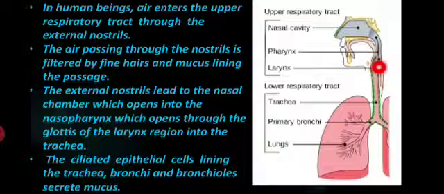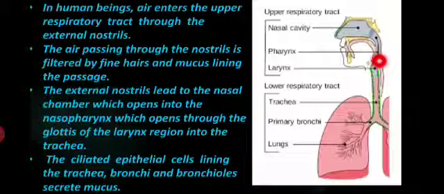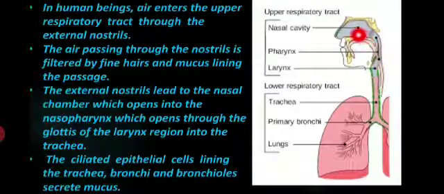The major functions of the conducting zone are to provide a route for incoming and outgoing air, to help remove pathogens from the incoming air, and to warm and humidify the incoming air. Several respiratory structures within the conducting zone also perform other functions.